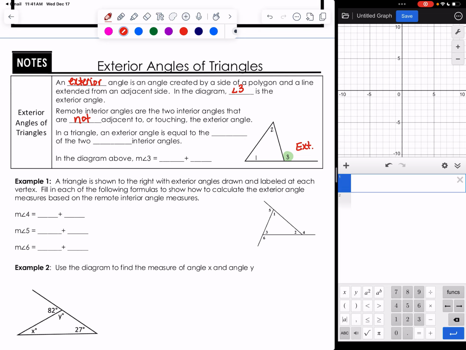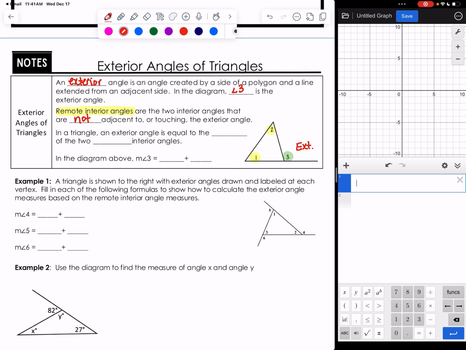Remote interior angles are the two interior angles that are not adjacent to or touching the exterior angle. So in this particular triangle, angle 1 and angle 2 are called the remote interior angles. Notice they're not touching angle 3 at all.